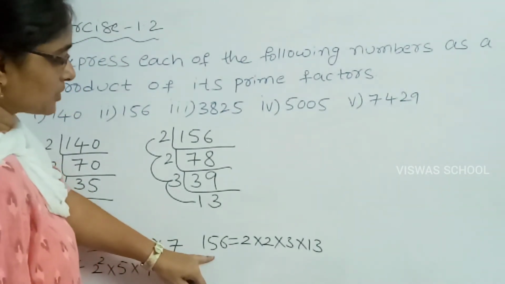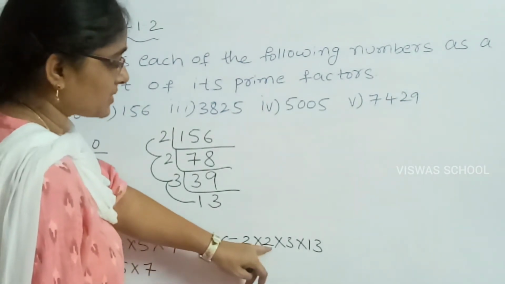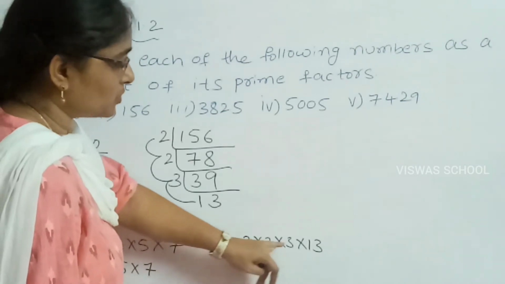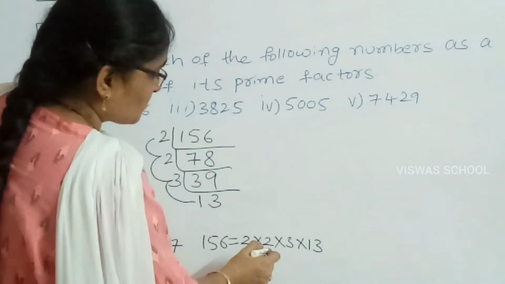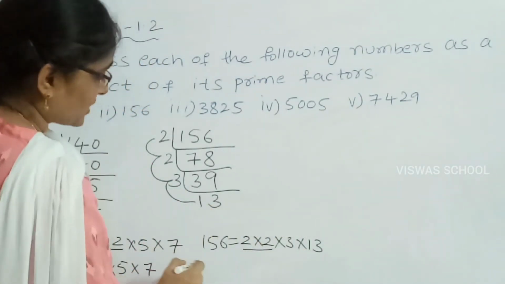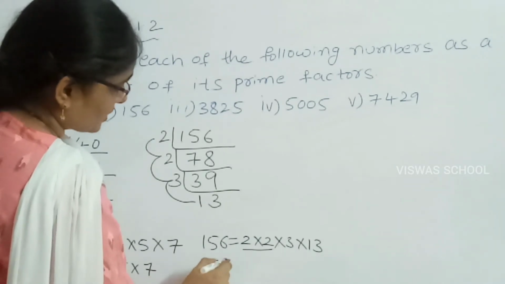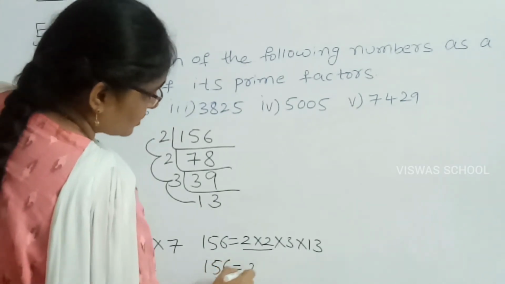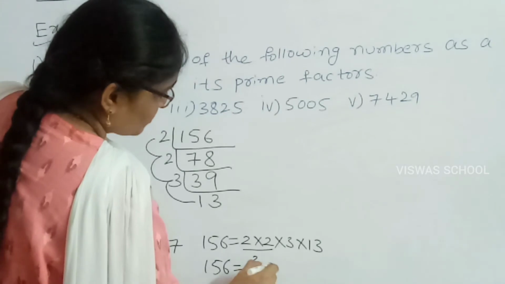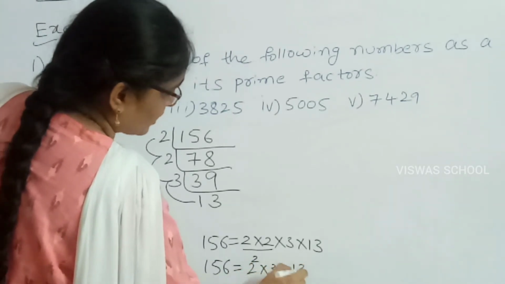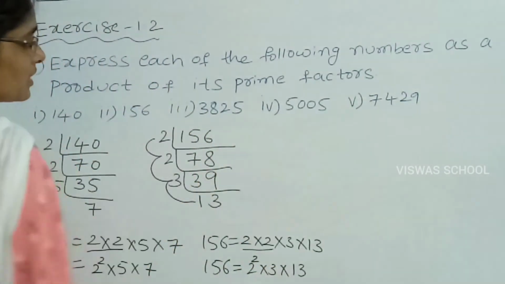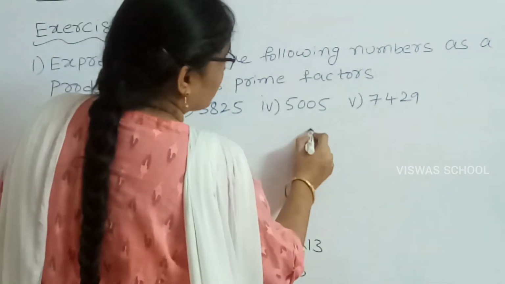156 is a composite number, and this is expressed as 2 into 2 into 3 into 13. Here 2 is repeated twice. That is, 156 is equal to 2 square into 3 into 13. And next one is 3825.